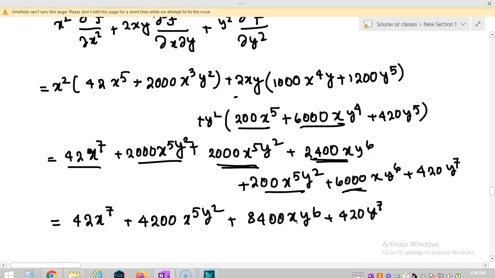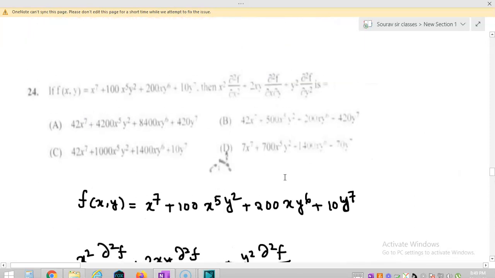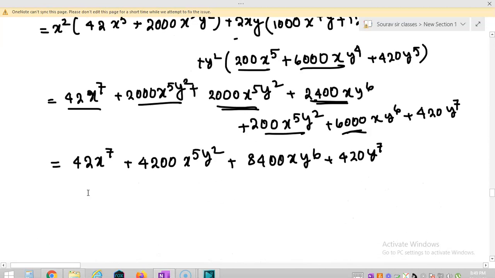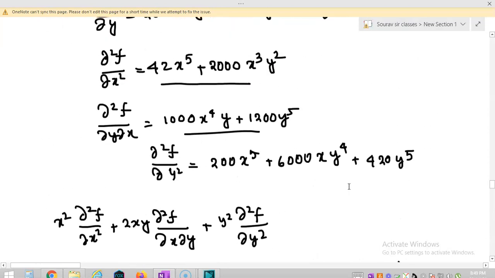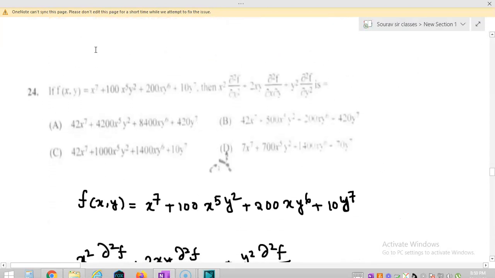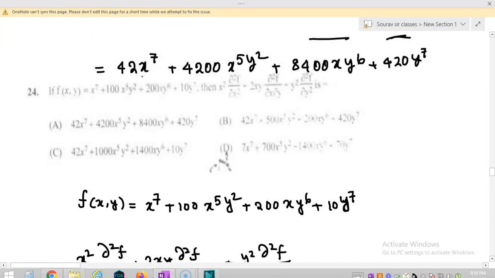Okay, now let us see the options. First of all I need to copy it, I am pasting it here. Now tally the answer. 42 x to the power 7, 4200 x to the power 5 y square, 8400 x y to the power 6 plus 420 y to the power 7. So option A is our correct option, right? So that's all about question number 24. Now let us solve question number 25.